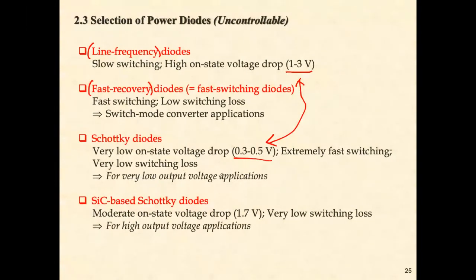For this kind of application, the output voltage is very low. If we use other diodes with a relatively high on-state voltage drop, then the output voltage would be negligible, right? So it should be very low. For this kind of application, we tend to use Schottky diodes because of those very excellent characteristics.